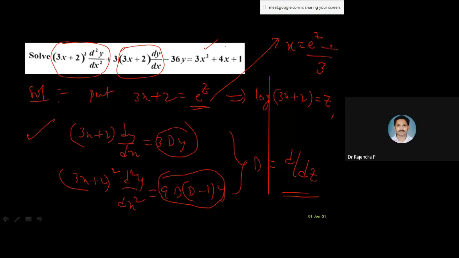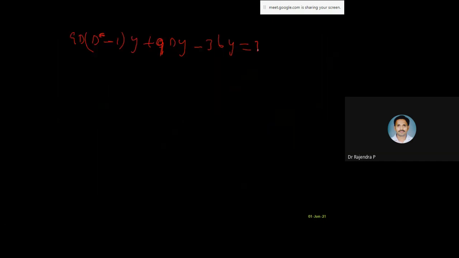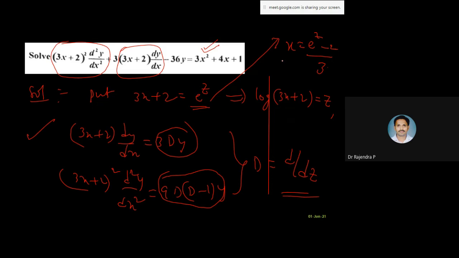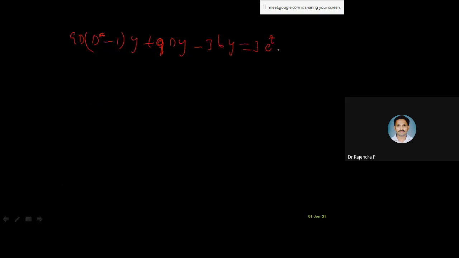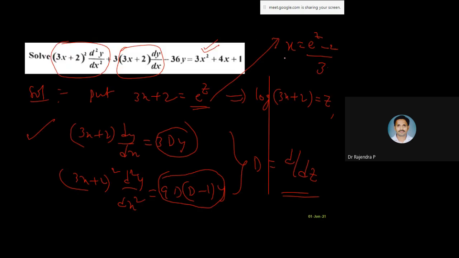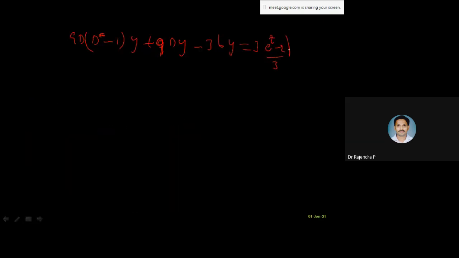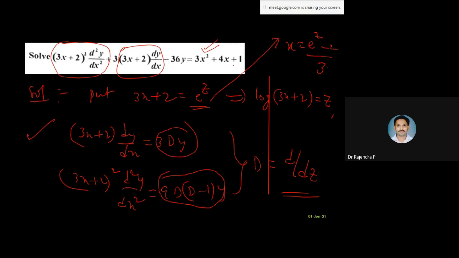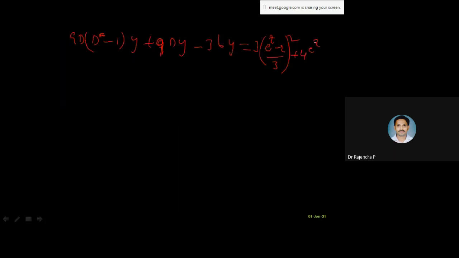Okay, this we have to substitute here. Understood? So I will do the same thing. It is equal to 3 into x square, x meaning (e power z minus 2) by 3, whole square, plus 4 times x, that is 4 times (e power z minus 2) by 3, plus 1. Understood? Yes, sir. So now we have to simplify this.